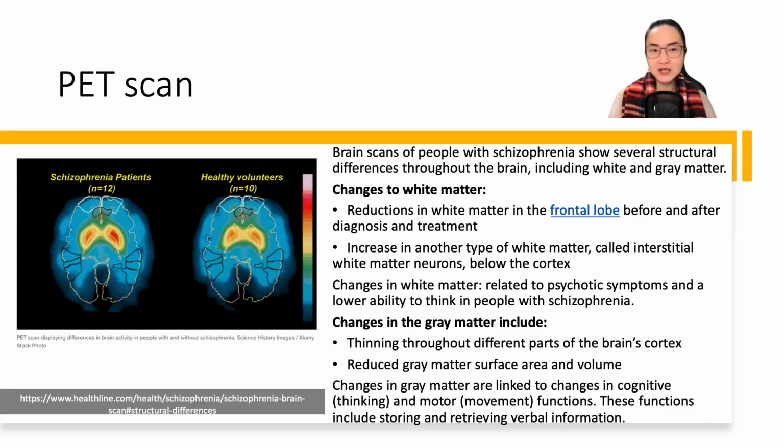Besides changes to white matter, there are also changes in the gray matter that include thinning throughout different parts of the brain's cortex, reduced gray matter surface area and volume. Changes in gray matter are linked to changes in cognitive thinking and motor or movement functions. These functions include storing and retrieving verbal information.